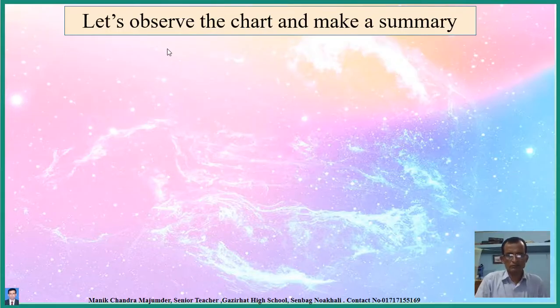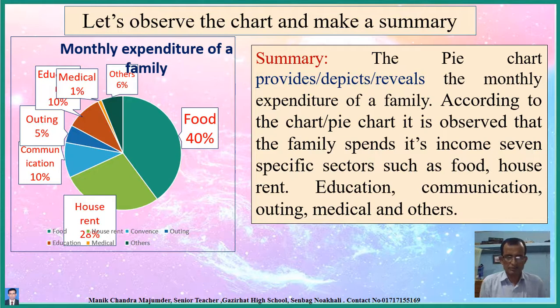Dear students, now observe the chart and make a summary. This is the chart and this is its summary. Students, I would like to tell you, you should not memorize this. I have done it as a model. Now start the summary. The pie chart provides or depicts or reveals the monthly expenditure of a family. This is the topic sentence. Now we are going to start the supporting sentences.